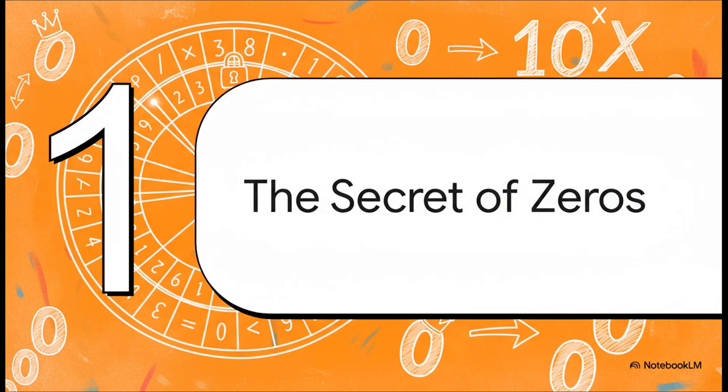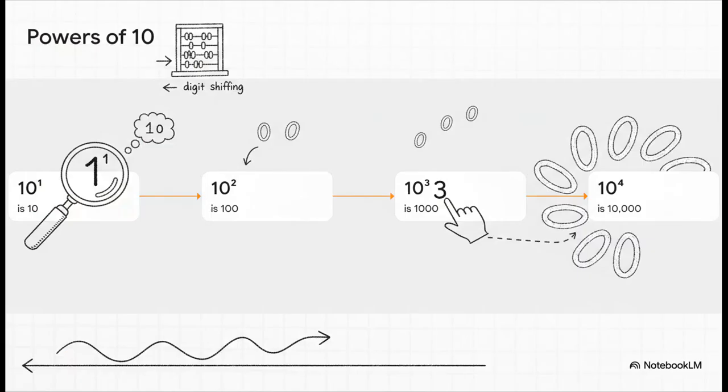All right, so how do we crack this code? It all starts with something called powers of 10. Now, I know that sounds like it's straight out of a math textbook, but trust me, it's not scary at all. It's basically just a secret language for talking about zeros. Okay, so check this out and look for the pattern.